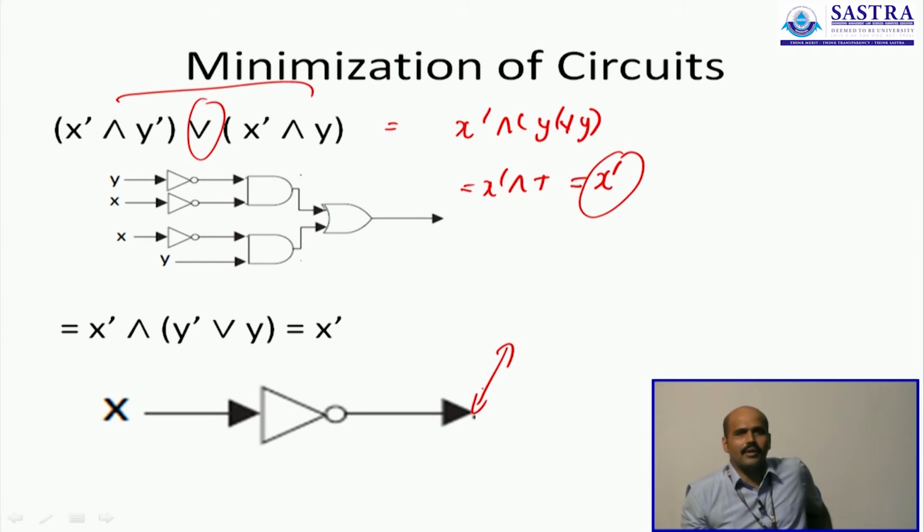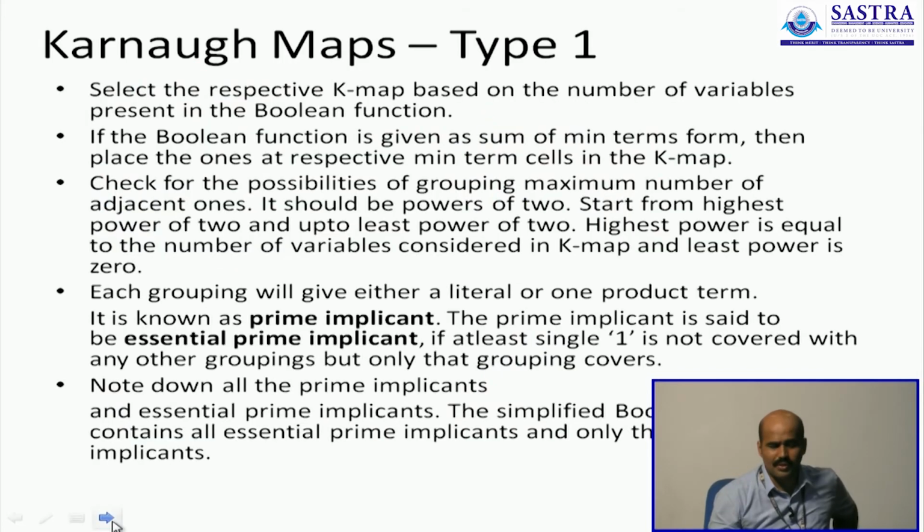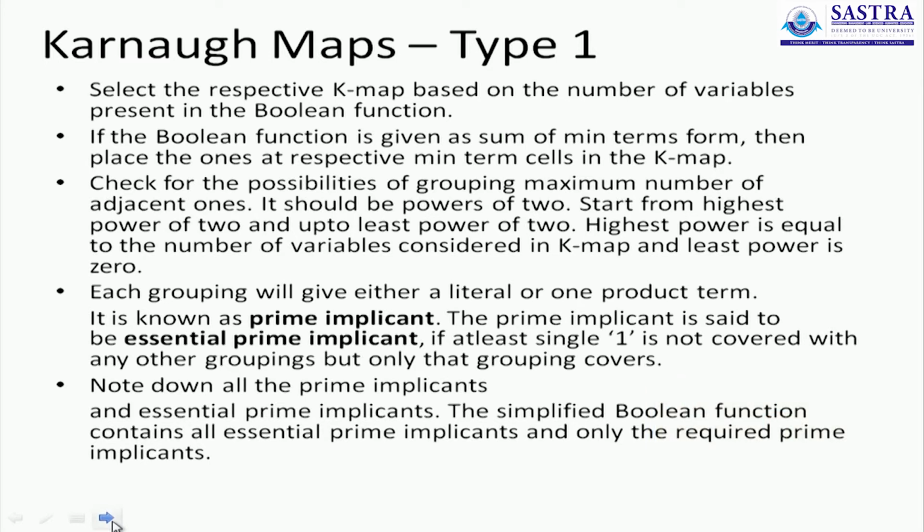That's what is expected. And for that reason, we have this method called K-maps, the one due to the scientist Karnaugh, who gave a very simple procedure to reduce or minimize any Boolean expression. There are 5 steps to this. We'll understand what these are. First up, we'll have to select the corresponding K-map based on the number of variables. Number 2, if it's given as a sum of min terms, then place ones at their respective positions. And number 3, check the possibilities of grouping the maximum number of adjacent ones.